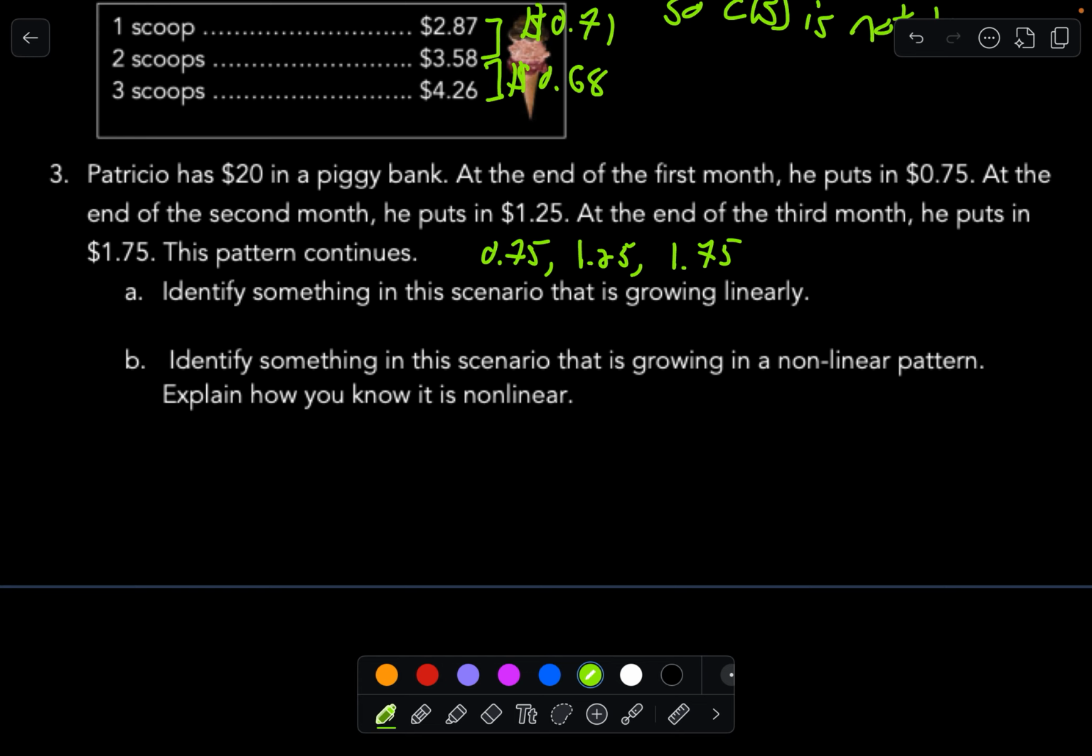Well, if you notice, to go from one to the next, the amount we're adding is increasing by 50 cents. So the amount he adds is growing at a constant rate. That means it is linear, growing linearly.